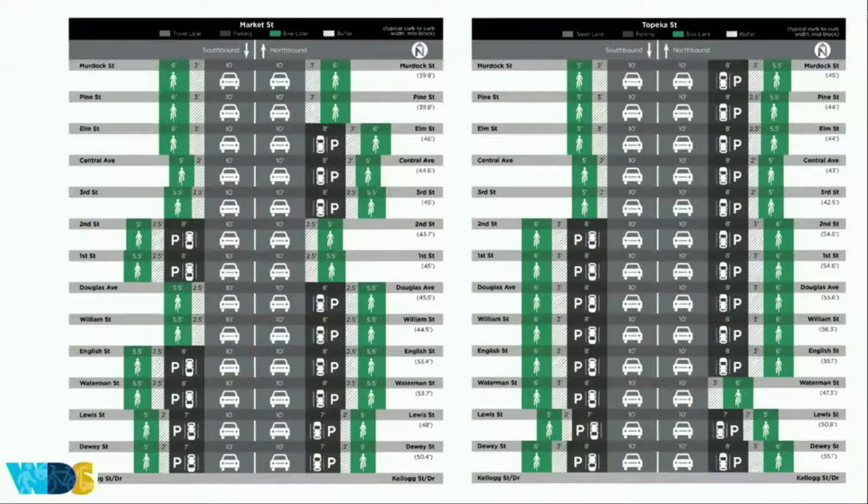So again, this is material that's online. It's also available at Century 2 for folks to go and check out in person, and we would love to get your comments and feedback on it.